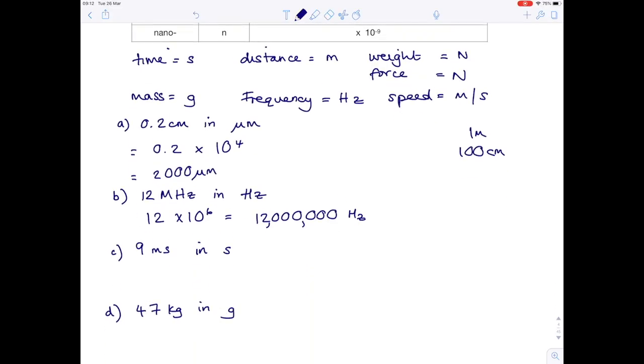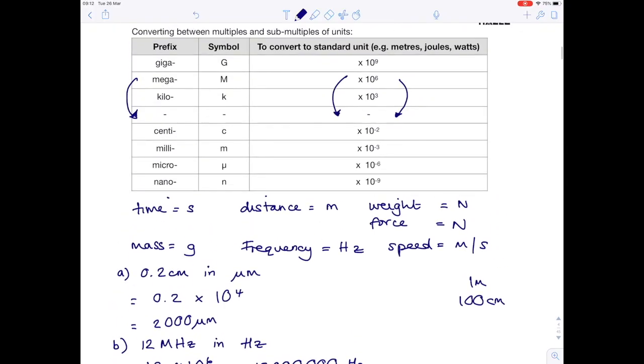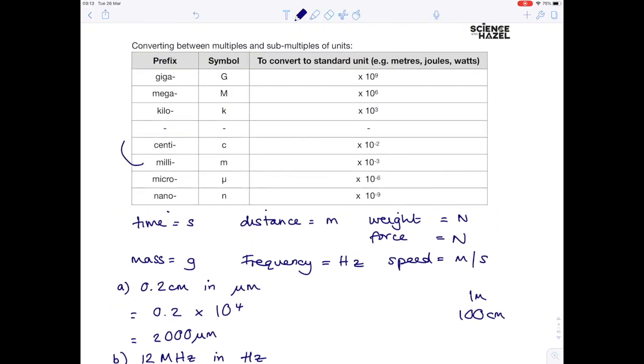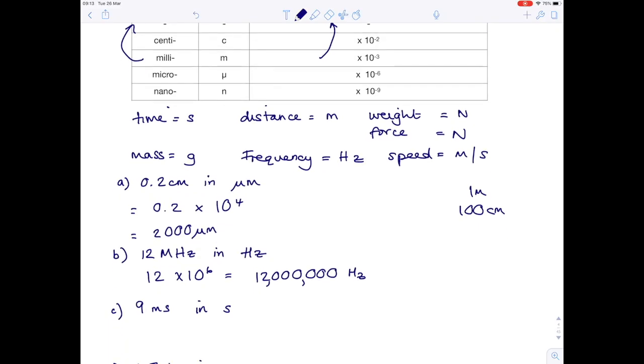In C, we want 9 milliseconds in seconds. So we're going from milli to seconds. There are lots more milliseconds compared with seconds. So you're going to do times 10 to the minus 3 here. And we're using our table to tell us what to do. So 9 milliseconds is the same as 0.009 seconds.